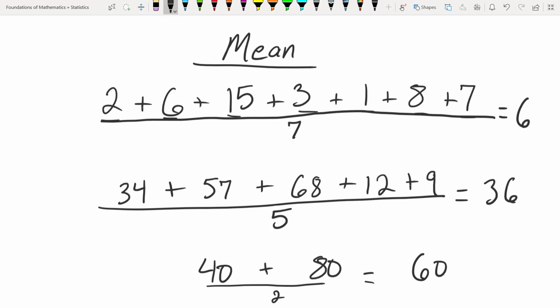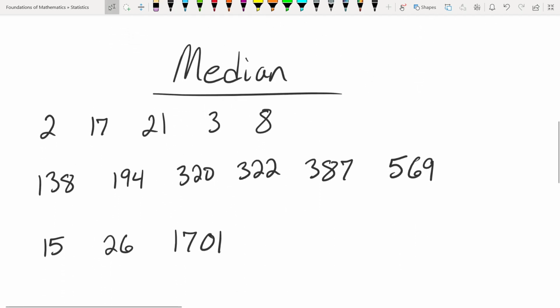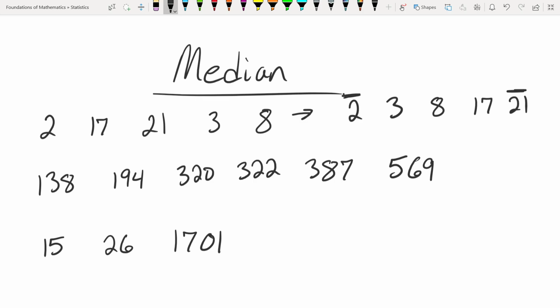Now the next measure of center is the median, which is actually the middle number. You have to arrange the set from greatest to least to find the median. So that's always the first step. If it's already arranged, then you just count in from both sides. This first set here is not arranged, so I'm going to arrange it. It's going to be 2, 3, 8, 17, and 21. Now this is arranged, so we're going to start from each side and count in one, in one. Now we're going to go in another one. And there you go. 8 is the median.